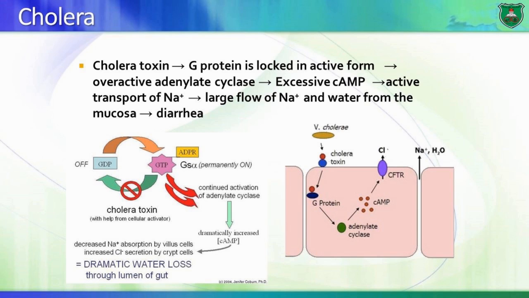Now, the idea is that when adenylate cyclase is active because of the alpha subunit, and you have production of a lot of cyclic AMP, that causes the flow of sodium ions as well as chloride ions out from the mucosa, and this happens continuously, and that results in diarrhea as a result. Okay.